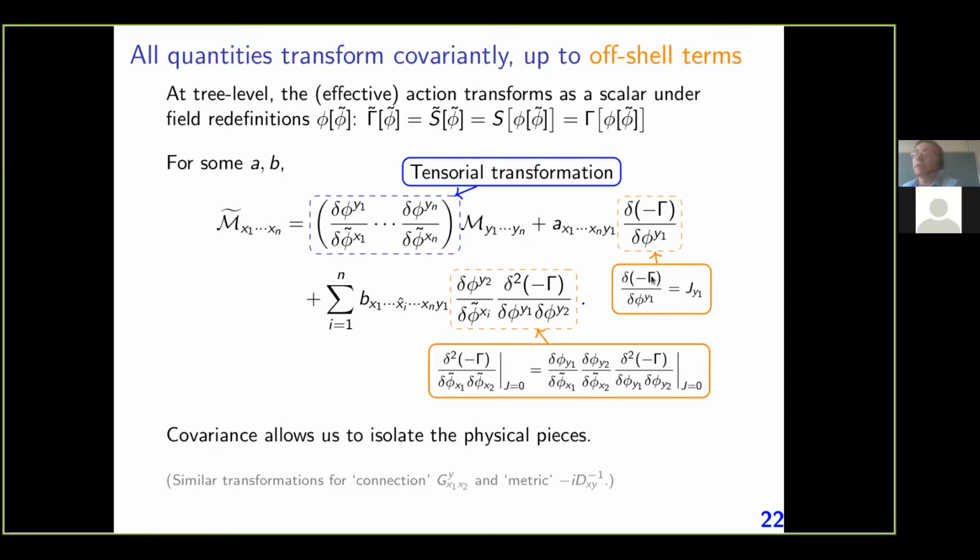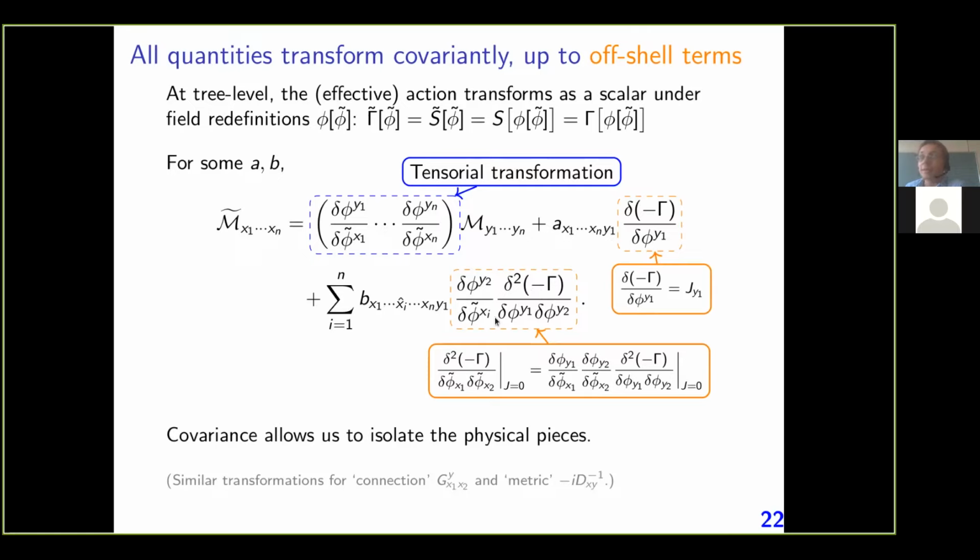You can see very briefly why they would vanish on shell. This first term proportional to A, well, out of all these A terms, and the full expression is quite complicated, you can pull out a factor of d gamma d phi. And this is just J, and when you set J equal to 0 to go to your amplitudes, that's going to vanish.